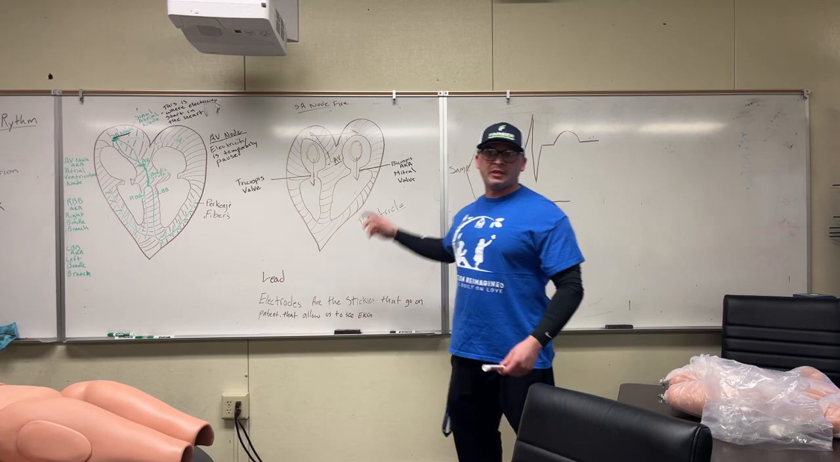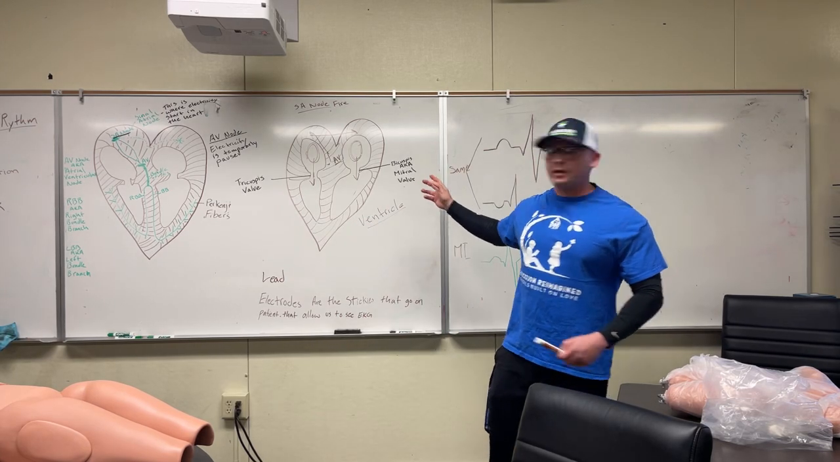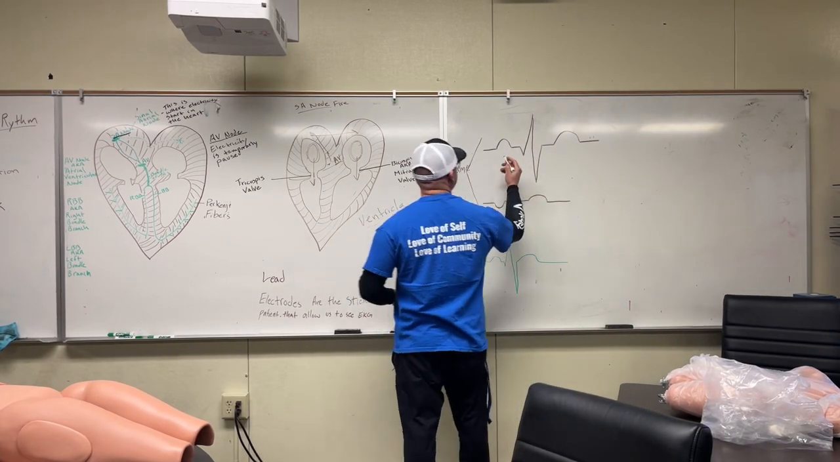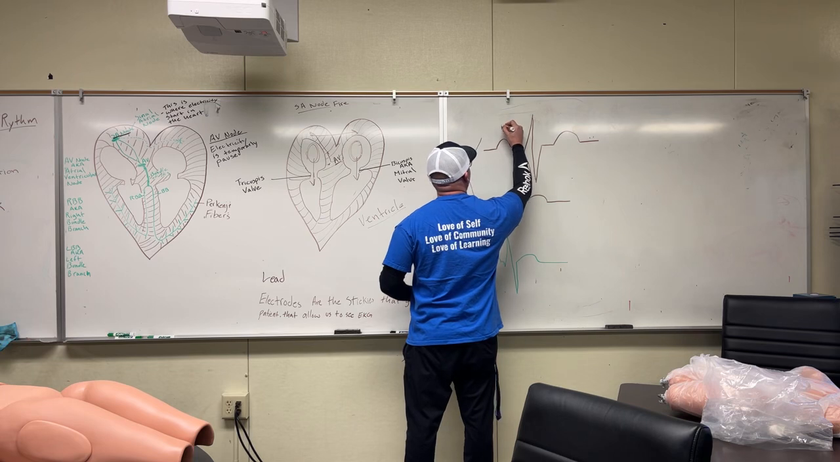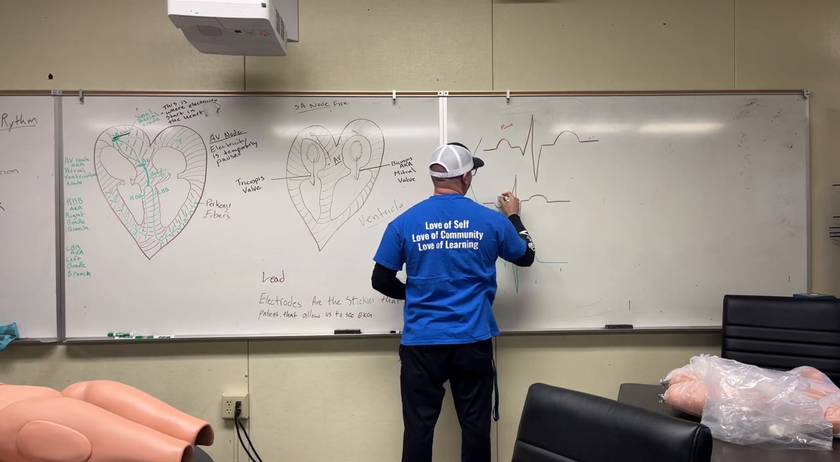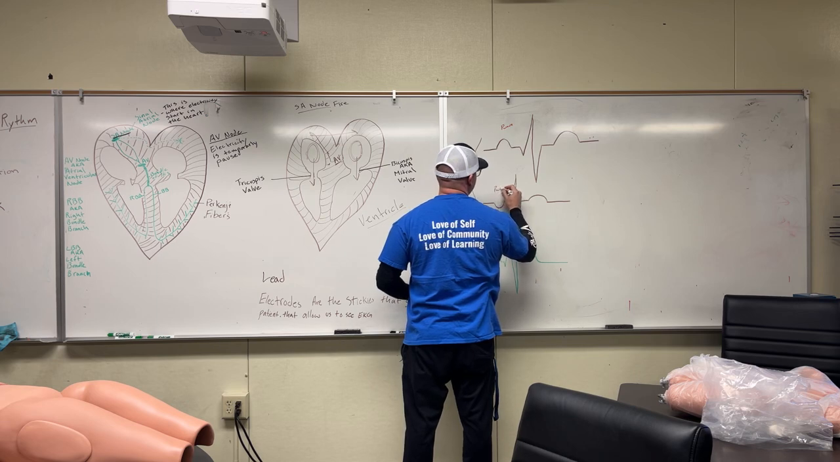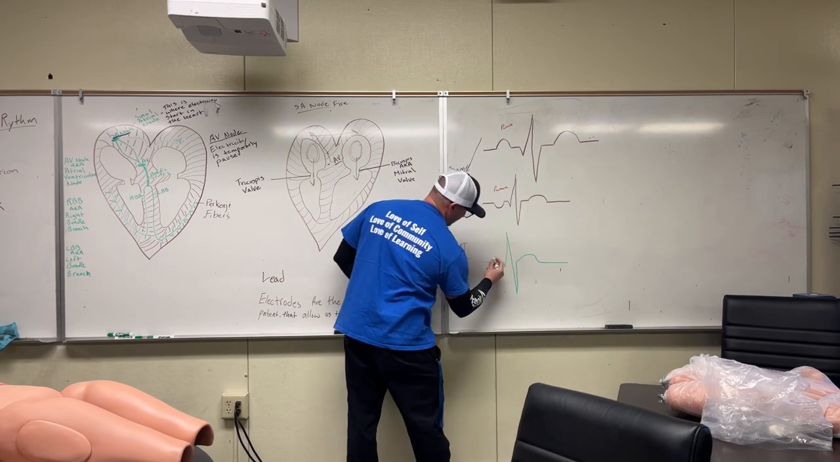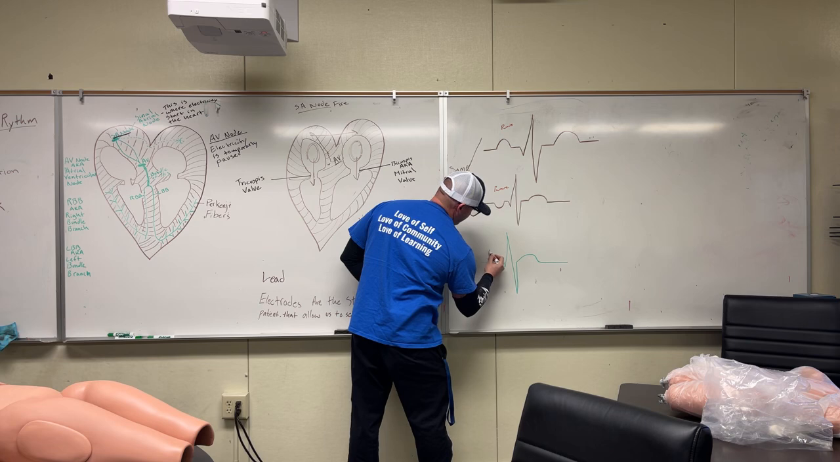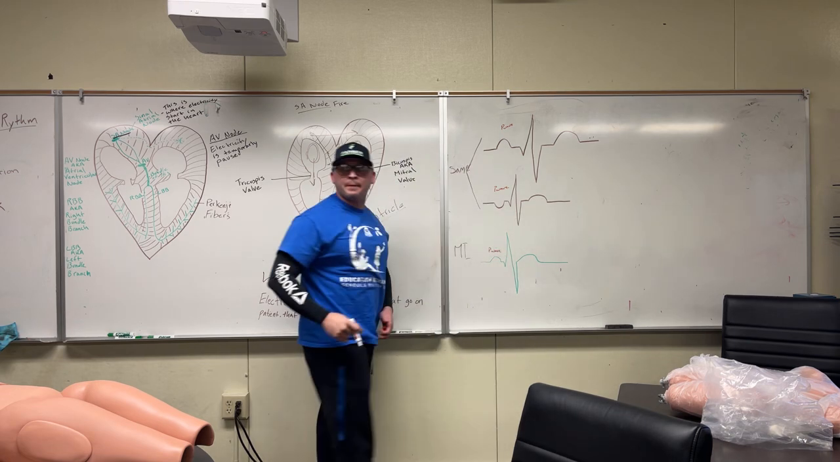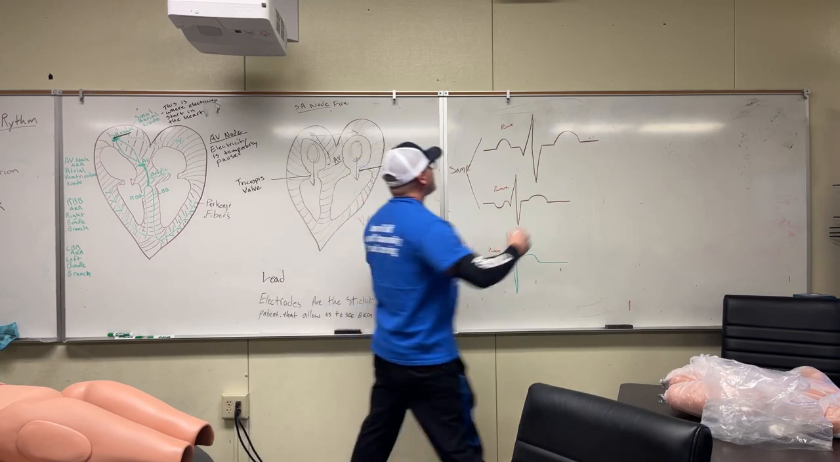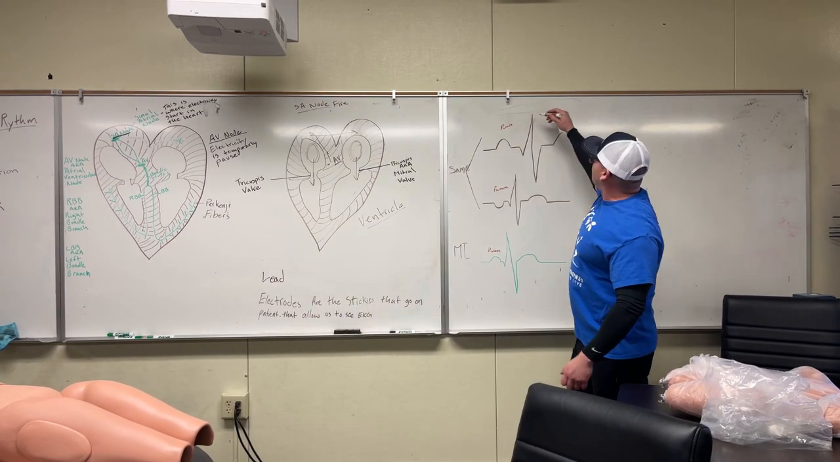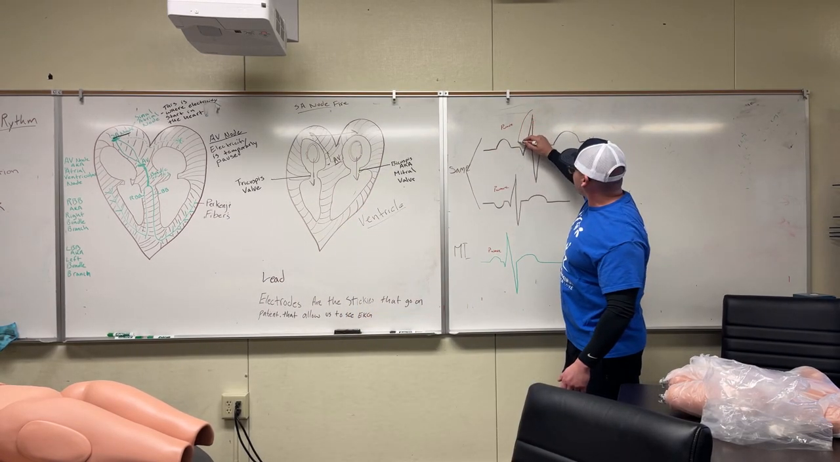So first off, these are going to be labeled as well. This bump right here is called the P wave. P wave. This entire thing is grouped together as one.